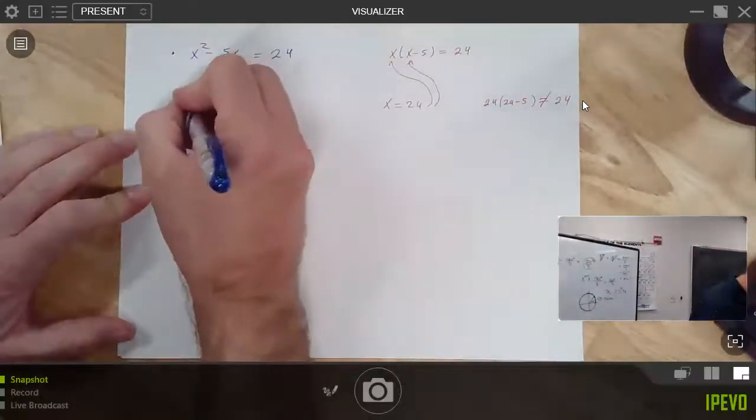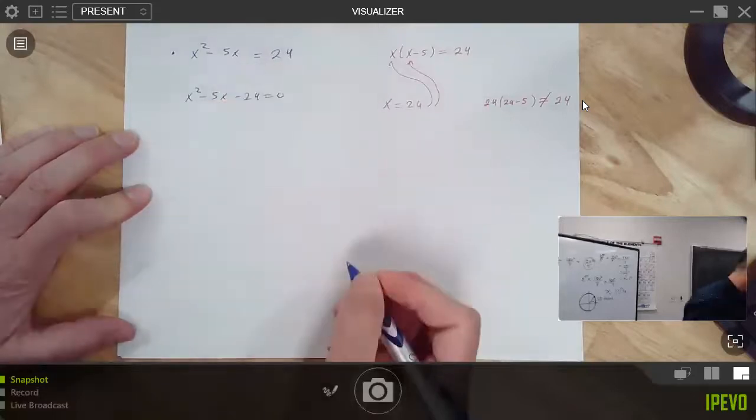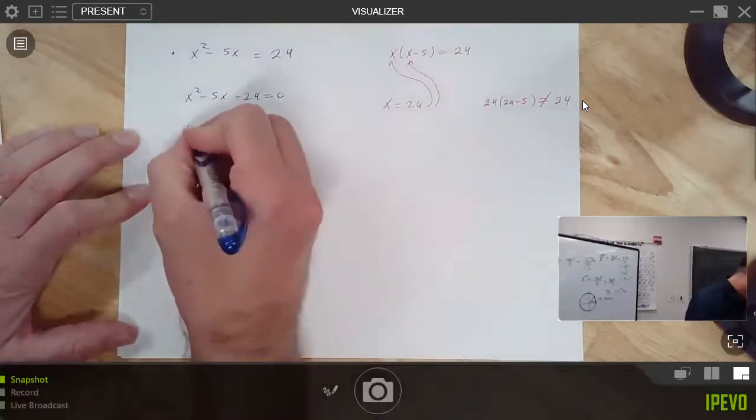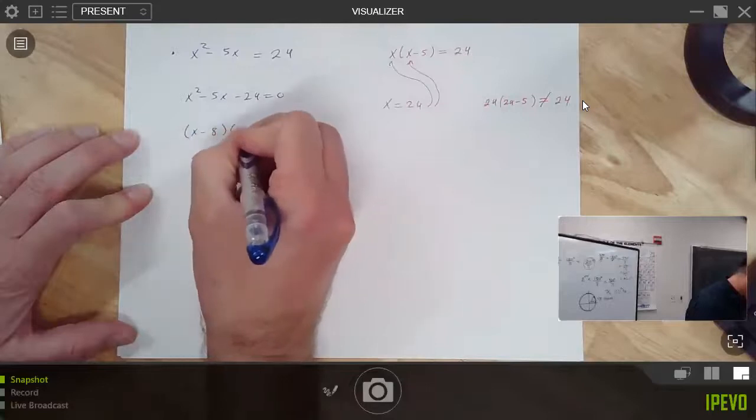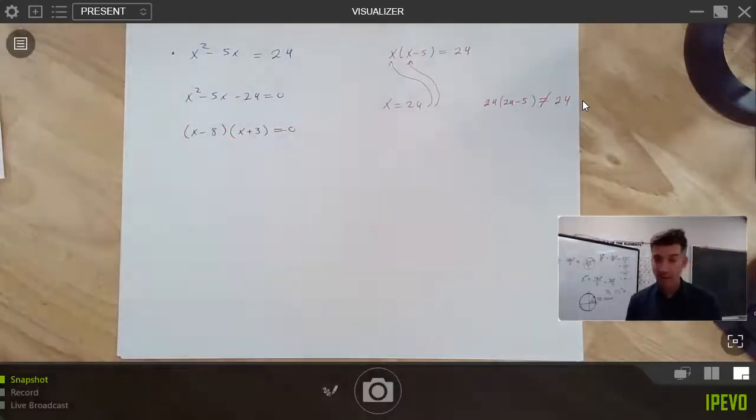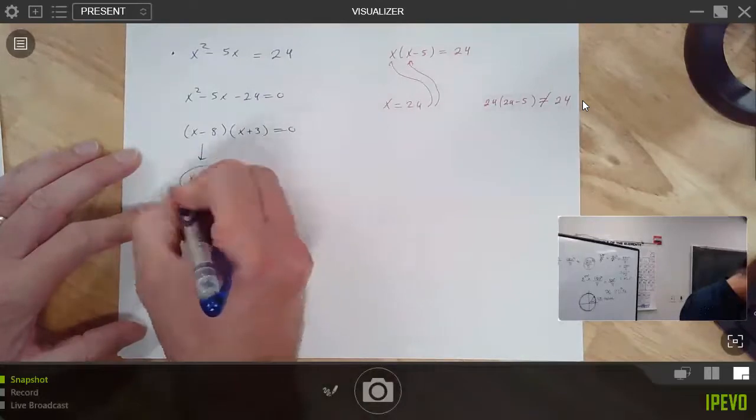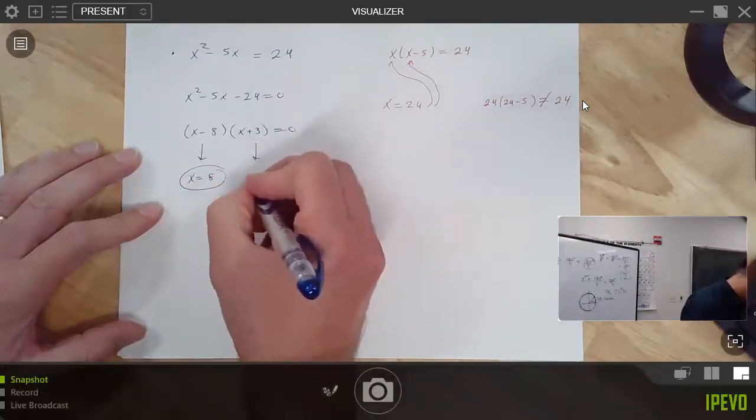So instead, we're going to say x squared minus 5x minus 24 equals 0. And then we're going to factor x minus 8 times x plus 3. Because negative 8 and positive 3 multiply to negative 24 and add up to negative 5. And then our solutions are x equal to 8 and x equal to negative 3.